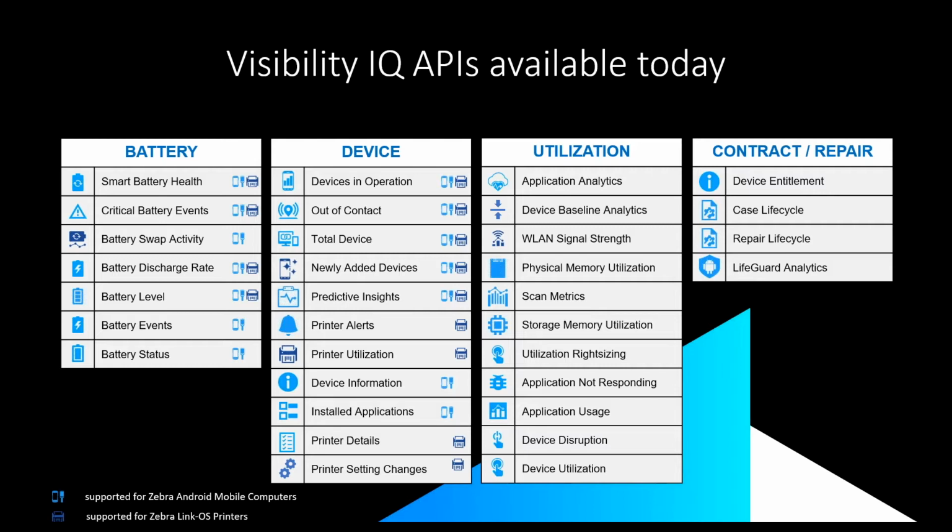In addition, the icons to the right of each API indicate the supported devices, whether it's mobile computers only, Link-OS printers, or both. If you would like to leverage our existing APIs for your business, please reach out to your account manager. If you do not know who that is, drop me an email. I'll be sure to locate one for you.